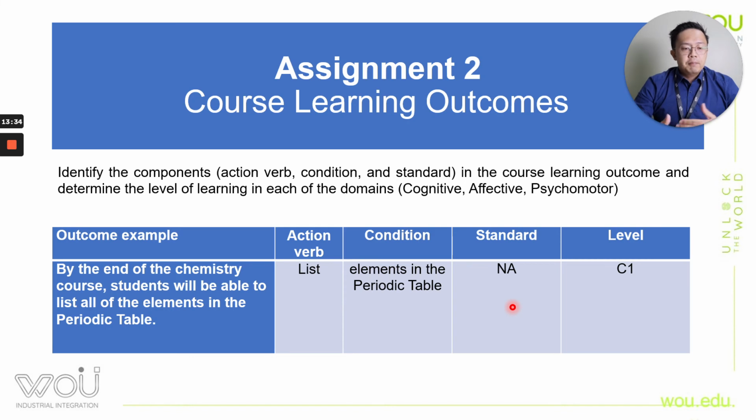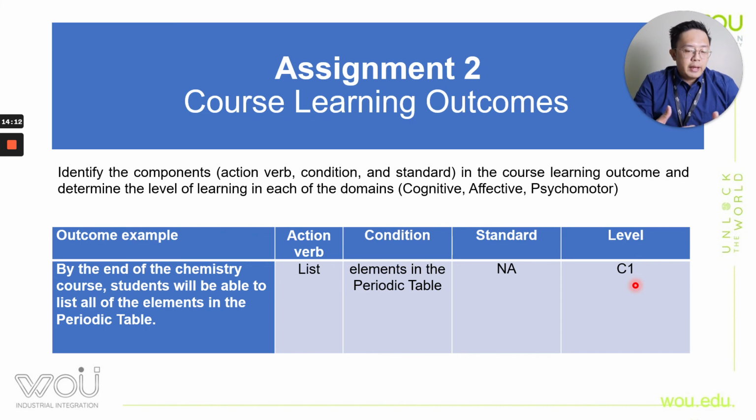Okay, so that's the assignment prepared for you to improve your understanding of the course learning outcome. Basically this assignment is to help you to identify the components and also list down the level. So this is one example that I showed to you. For example, the student learning outcome is list all the elements in the periodic table. So the action verb over here is list, and the condition is the elements in the periodic table. Standard is not available over here. So your job is to identify what the action verb is, what the condition is, what the standard is, and what the level is to measure.